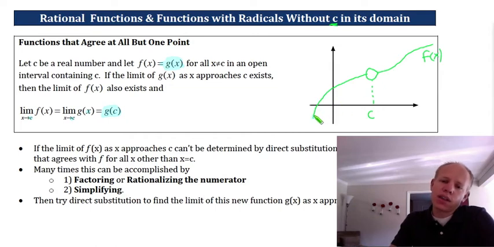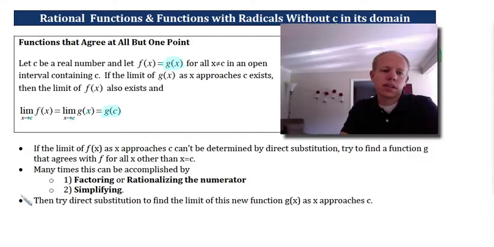But if we can find another function that's here in blue that is exactly the same on all points, but actually contains this point where that hole is, then we can use direct substitution in that g function. So here's the process kind of outlined for you.